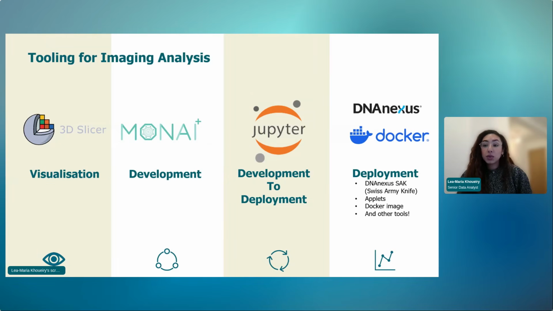There are multiple tools available for you to perform your imaging analysis, and this goes from visualization to development and then deployment. Ideally, for visualization, 3D Slicer would be the optimal tool. In the case of development, MONAI would be good with the AI-assisted techniques that are available, in addition to Jupyter, as well as the additional features that you can use within it, such as FSL and FreeSurfer. In terms of deployment, DNAnexus also provides a variety of tools that includes Swiss Army Knife, applets, Docker images, and many other tools.